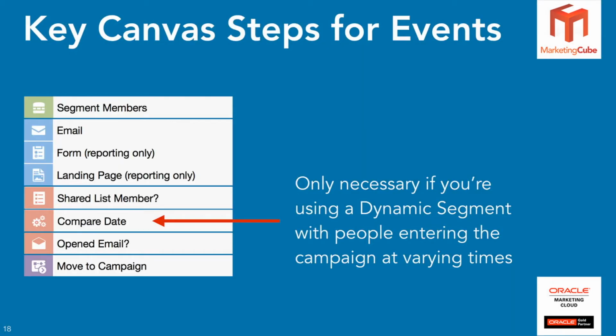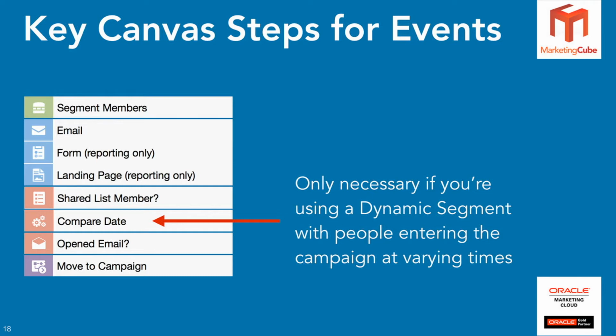Now, which parts of the campaign canvas are you going to use typically for an event? What we've done is screenshotted those here for you so you can get a closer look at them. So segment members, emails, and you want to make sure you include any form and landing pages on the canvas. As it says, it's for reporting only, but it will give you consolidated reporting and negate the need to pull multiple reports. Shared list member is something that you'll use considerably because the form will push people into relevant shared lists.